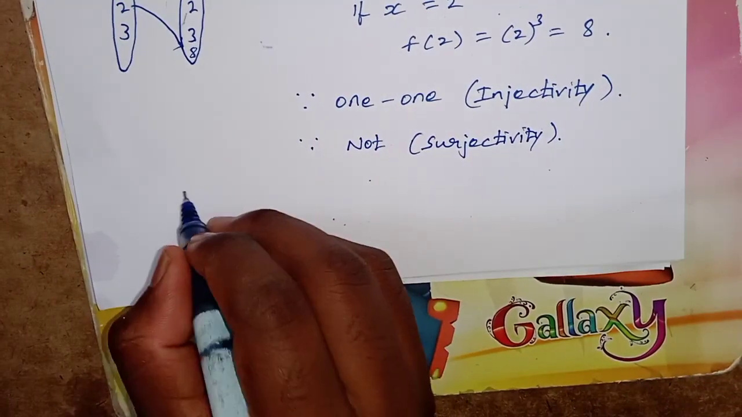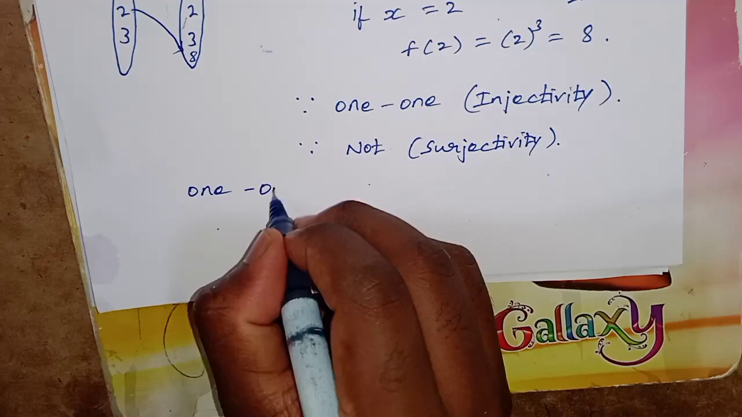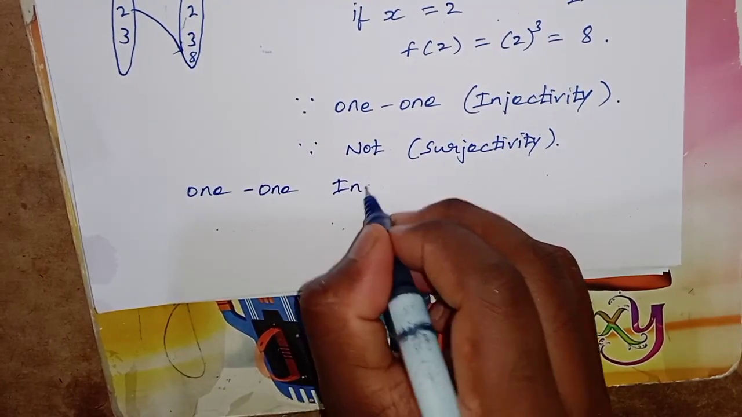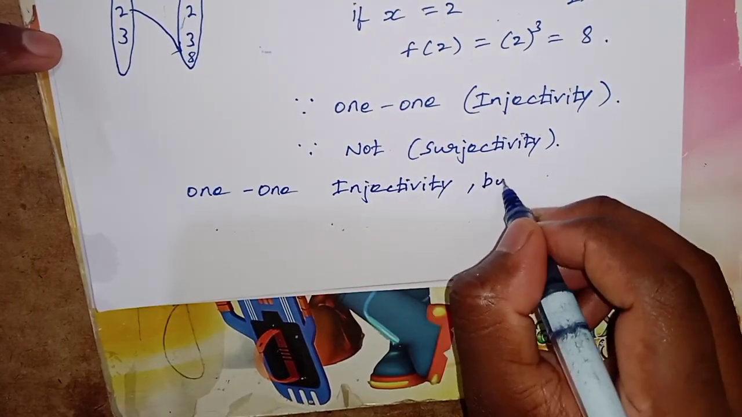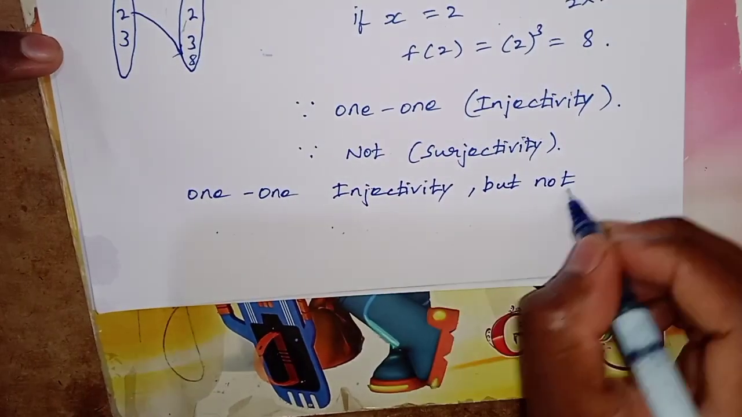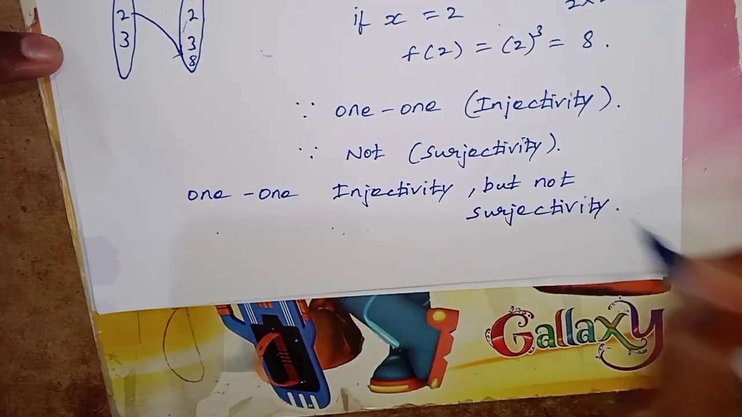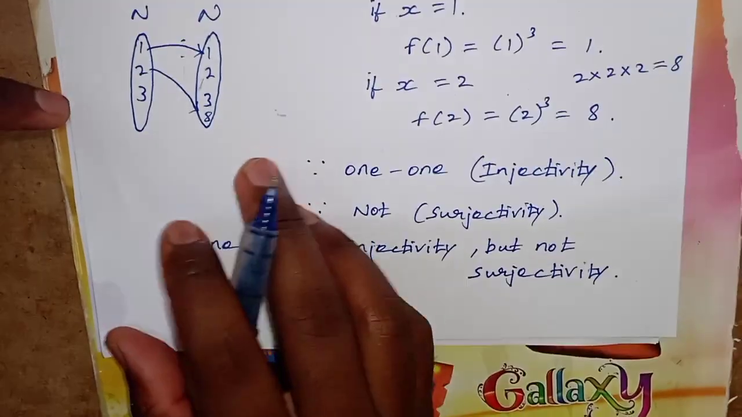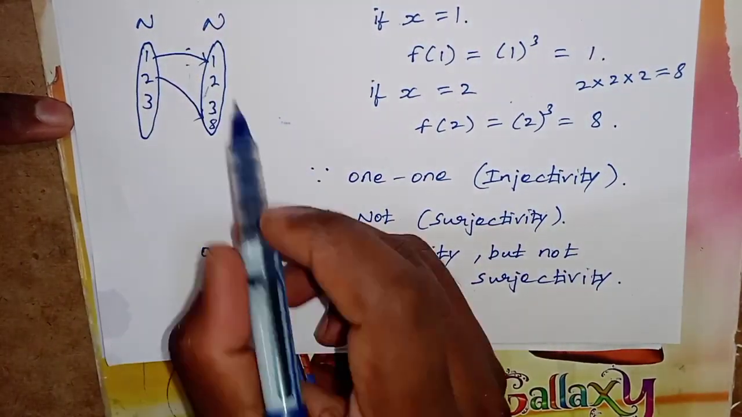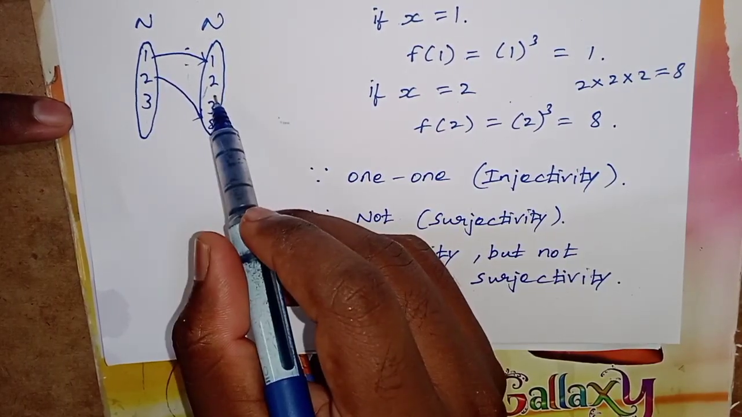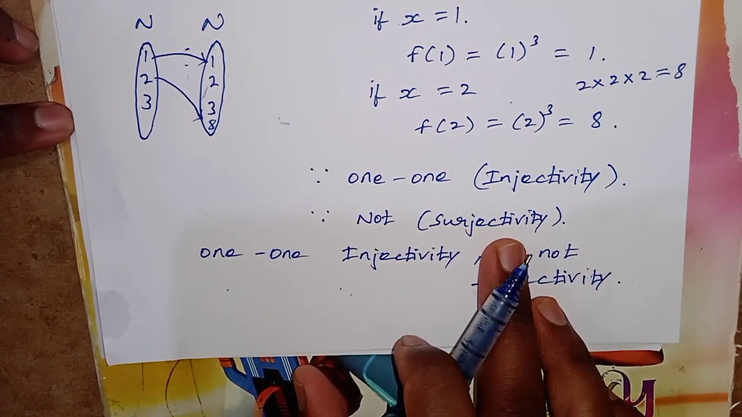Therefore here you should write one-one function, meaning you should write injectivity but not surjectivity. Okay, like this you should write. Here onto is not satisfied because in our codomain 2, 3 has no pre-image. Therefore not onto. Not onto means not surjectivity.